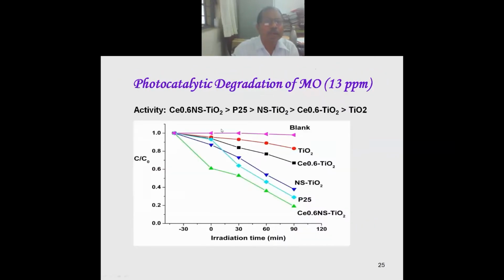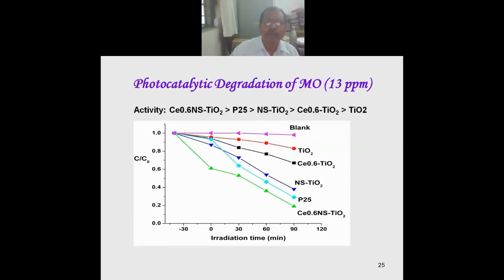Then the 0.6% Ceria TiO2 is doped with N and S, and this is the activity again compared with the other samples. This is P25, which is a commercial TiO2 used as a commercial catalyst for various applications. And this P25 has a lower efficiency compared to that of the cerium 0.6% NS TiO2. NS TiO2 alone again has less efficiency than Ceria 0.6% and TiO2, and this is the blank experiment which is performed without catalyst.